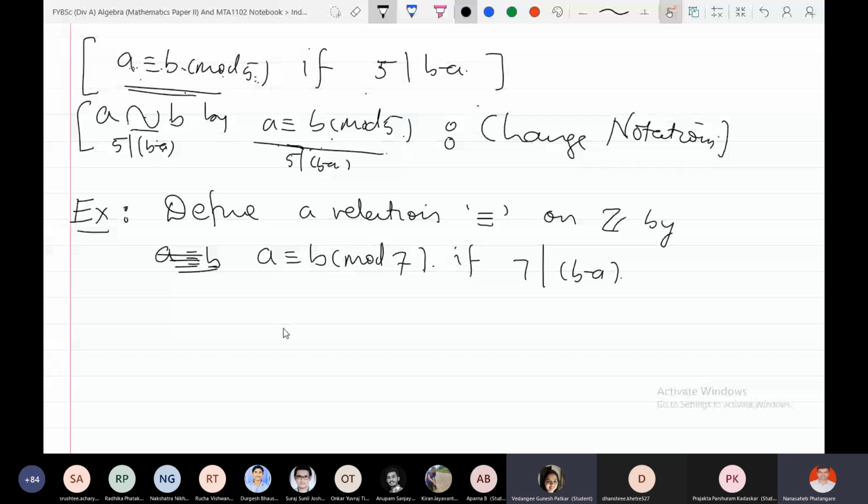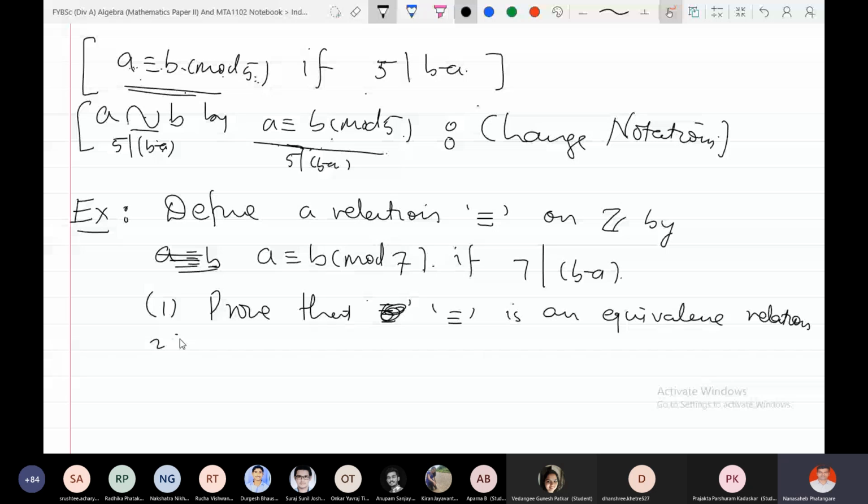Yes, sir. Now prove that this relation, modulo 7, is an equivalence relation. Right, so what are the equivalence classes? You investigate this.